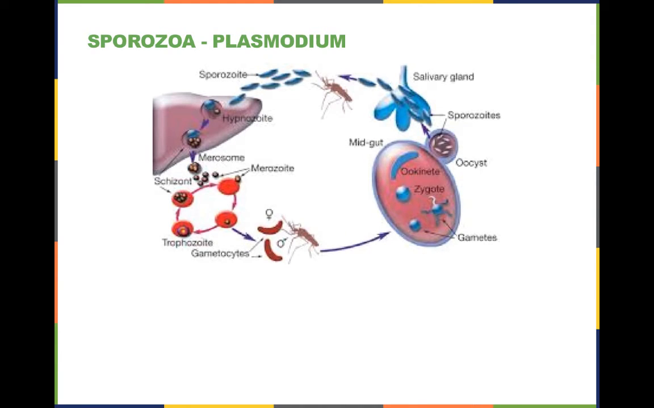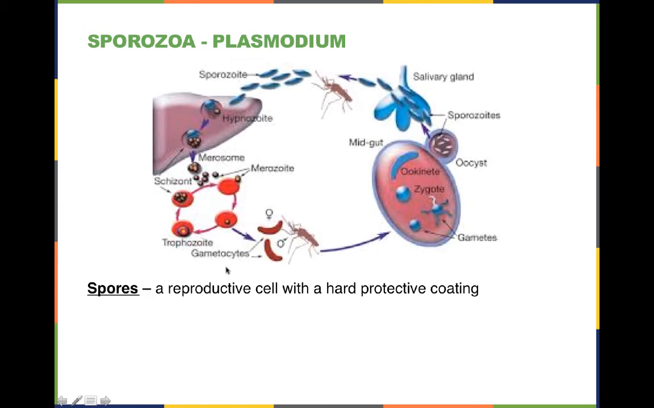The last of the protozoans that we'll talk about are the protozoans that have no natural motion of their own. And this is called the sporozoa. The example is Plasmodium. And sporozoa reproduce by means of something called a spore. The spore is a hard reproductive coating around a reproductive cell.